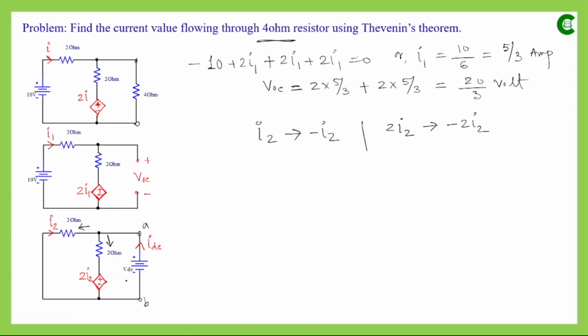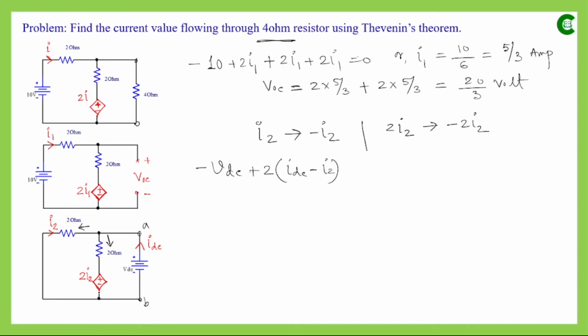Now if we apply KVL here, and suppose we start traversing that loop from this point, then it will be minus VDC, since we are traversing from minus to plus and we have taken that convention as negative. Through this 2 ohm resistor the current flowing will be IDC minus I2. So the voltage drop across this 2 ohm resistor will be 2 times IDC, which is the main current supplied by VDC, and after it gets divided into two parts, I2 flows through this 2 ohm resistor. What remains is IDC minus I2, and that remaining current will flow through this resistor. So it will be IDC minus I2.